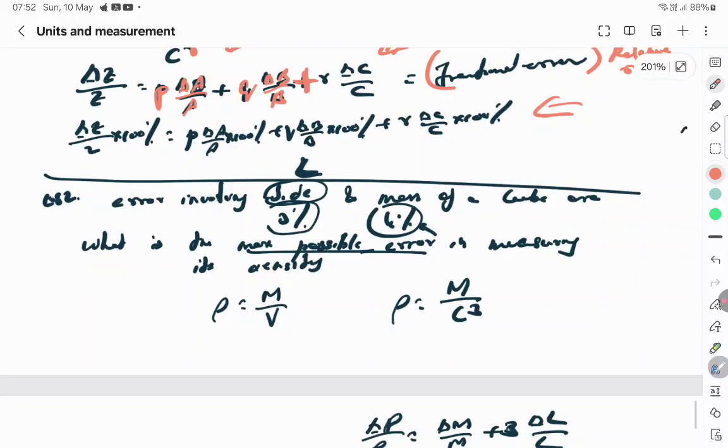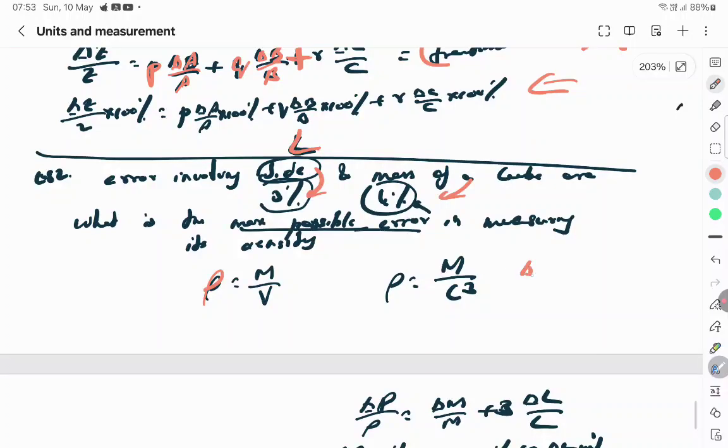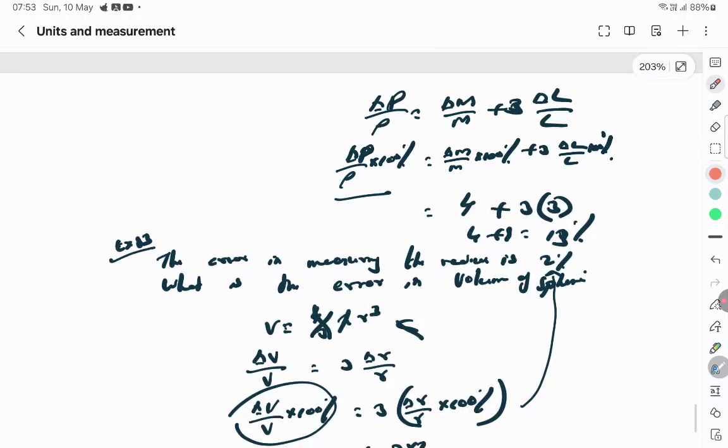They have given errors involving a side is 3%, errors involving mass is 4%. Asking you to calculate the error in the density, which is mass by volume. Side L is given, so L cube, the power is involved. So it's delta M by M into 100 plus 3 into delta L by L into 100. And you know the percentage errors. For mass it's 4, plus 3 into, for side it's 3. Just calculate and write this answer.